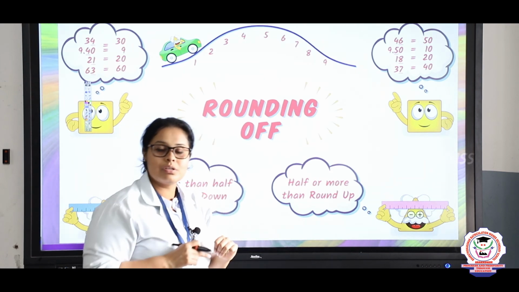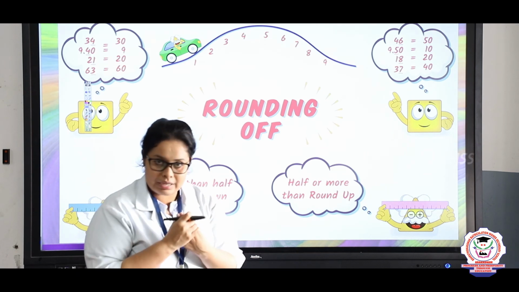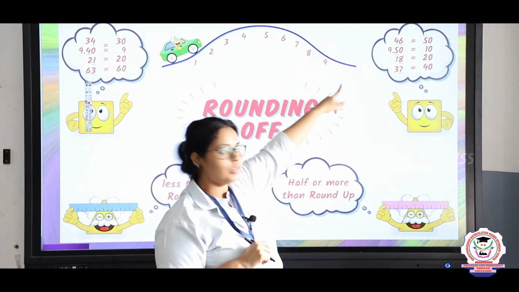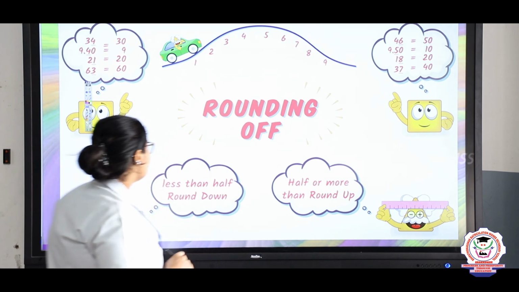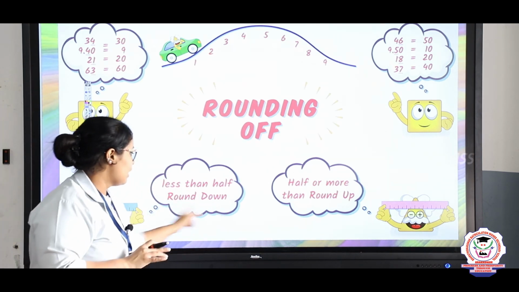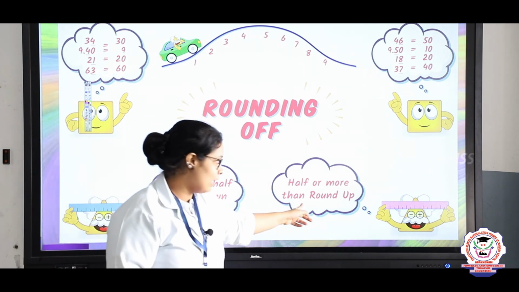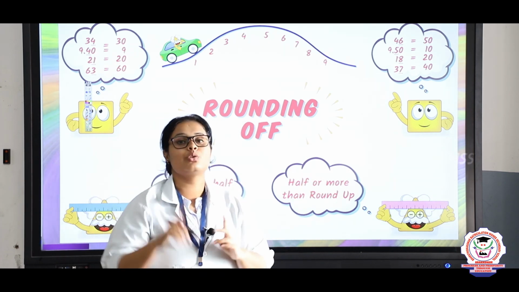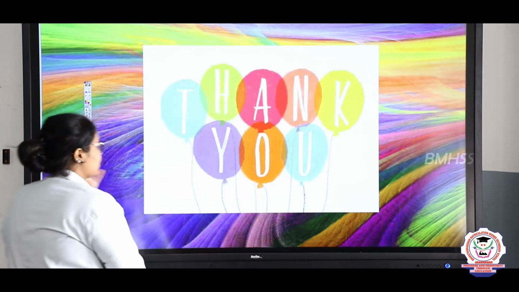What was the third rule, children? The third rule was we should know that the last digit should be 5 or it should be more than 5, then we can add 1. So, here it is 5. So, we are adding 1 to 9 and it will become 10, right students? So, here the main thing you have to understand is less than half, round down. So, what is the half? Half is 5. Then half or more than half you should round up, that is you should add 1 to it. Okay children? I hope you have understood whatever we have discussed here.